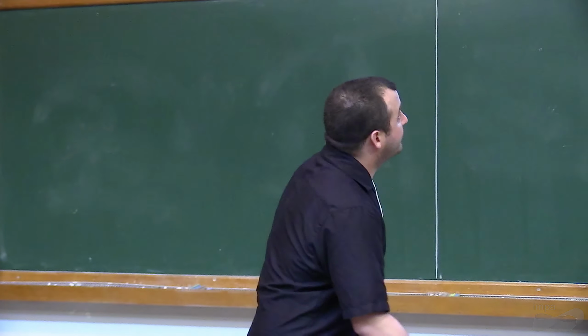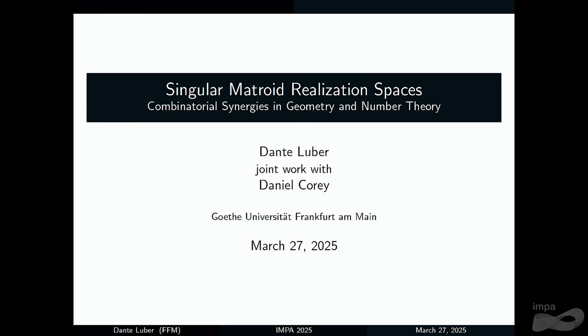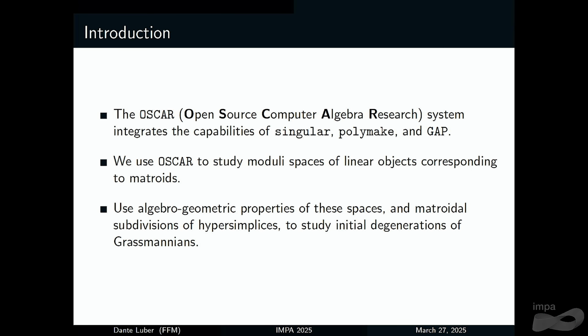So yeah, I'm going to tell you about some joint work I did with Dan Corey when we were both in Berlin. And we're going to talk about realization spaces of Matroids. So I'm going to be talking about software a lot. And the software system that we used for this project is called Oscar. And so that's an open source computer algebra research system that integrates capabilities of Singular, Polymake, Gap, and I think a few other software systems for math.